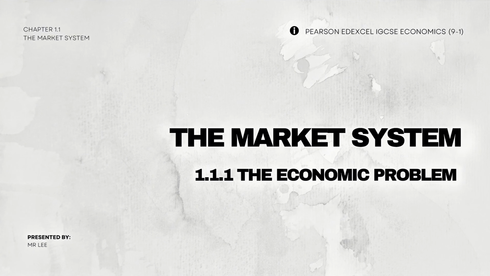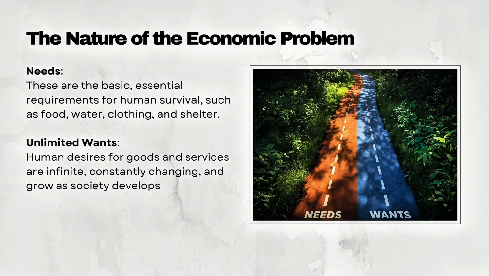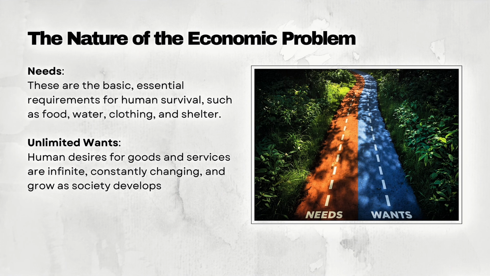In this video, I'm going to be guiding you through Chapter 1, the economic problem. The nature of our economic problem is that we have needs and unlimited wants. Needs are the basic things in life which are essential requirements for human survival, such as food, water, clothing, and shelter. And humans have unlimited wants. And these wants are constantly changing, like a new car, a new pen, a new TV, a new phone, and so on and so forth.